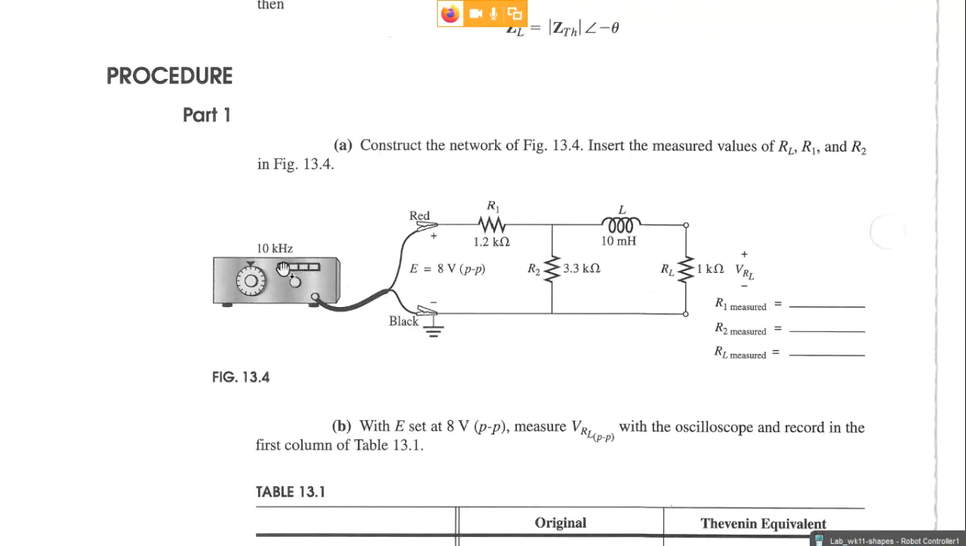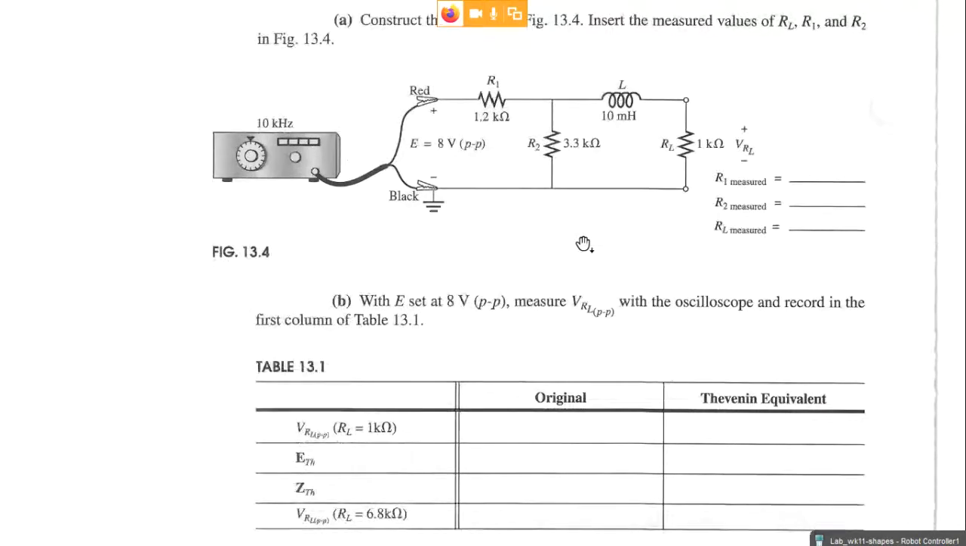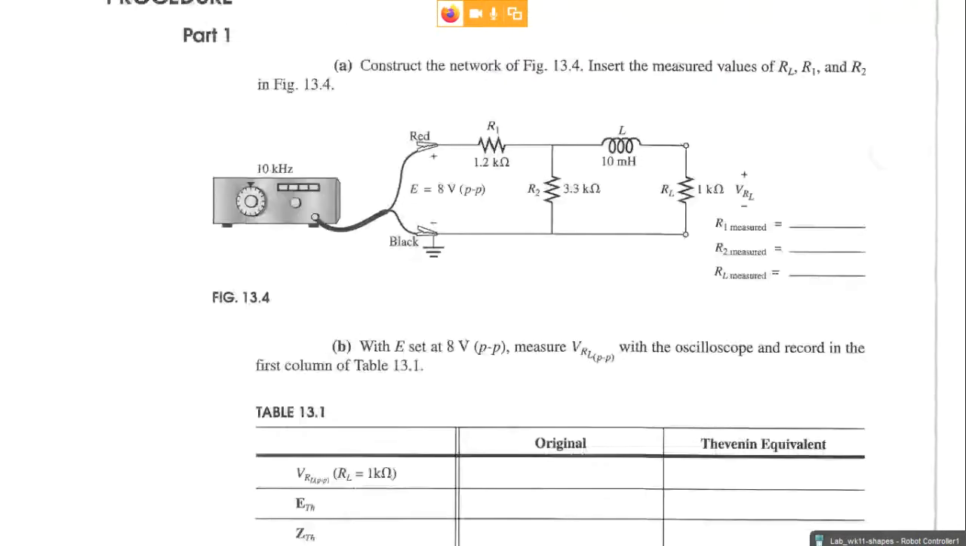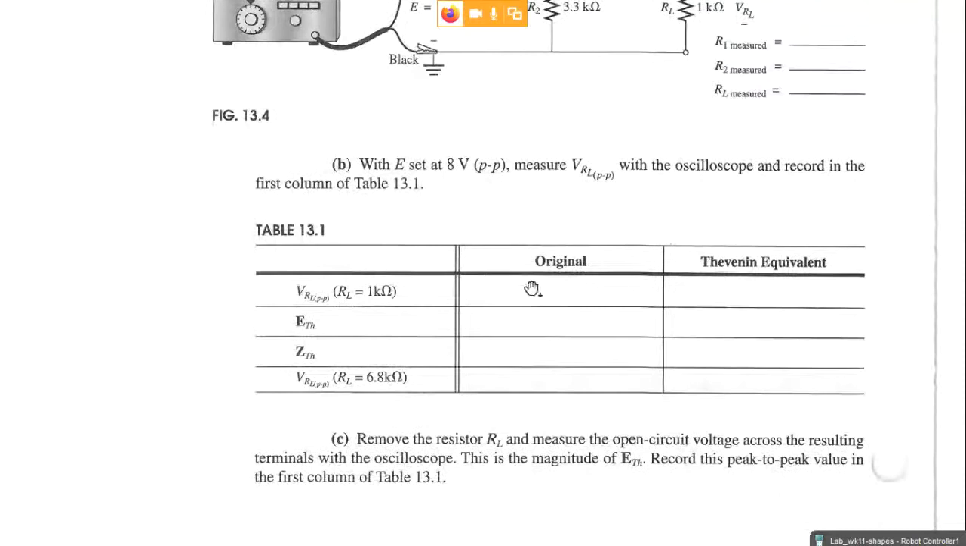Okay, and then we're going to hook up a voltage source to that with various frequencies. And to start off with, they give us a 10 kilohertz frequency, but we're going to be modifying that as we go along. Okay, and so this is the lab here that we're going to do today.